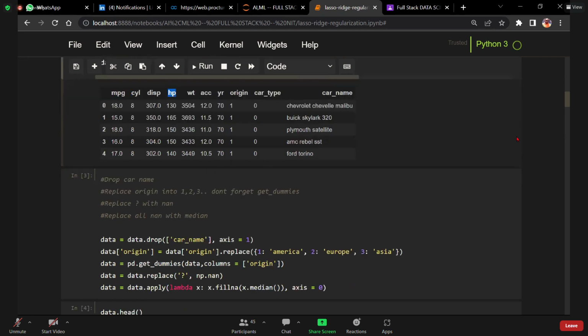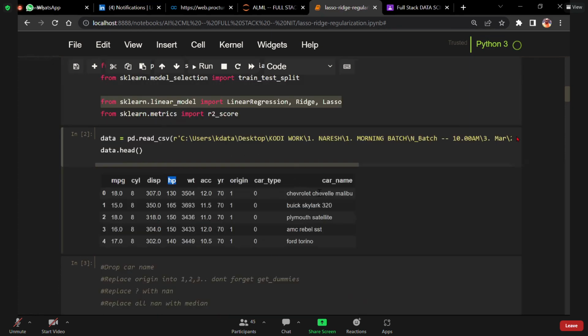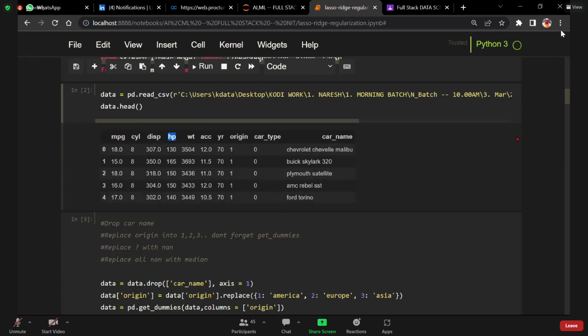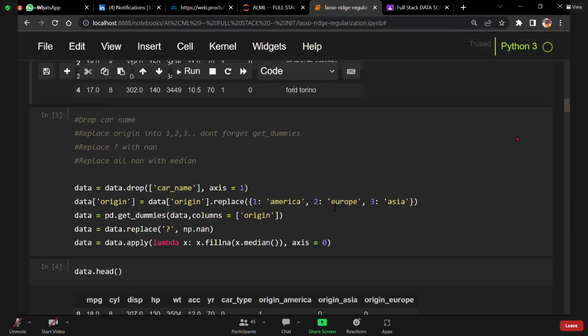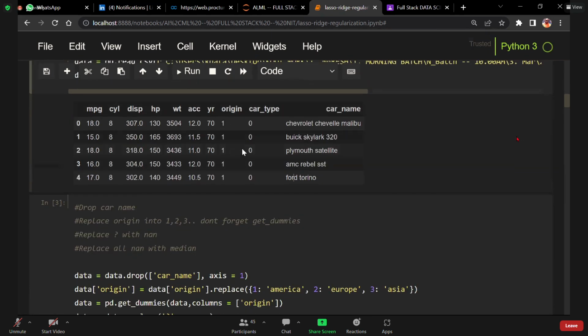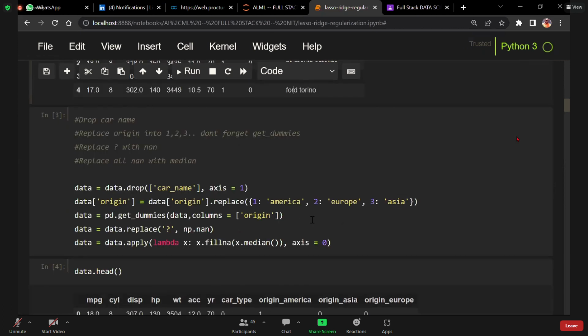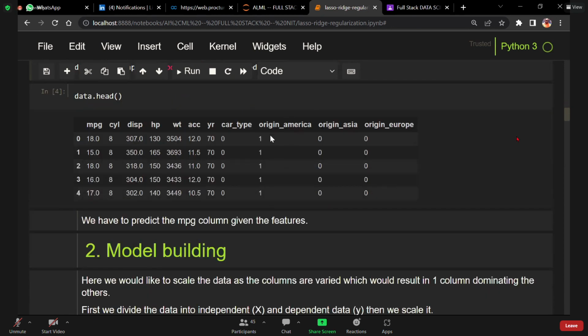So here, when we say origin 1, 2, 3, look at this. car.drop car name. We drop this car name, isn't it, guys? And the next one, origin replace 1 to America, 2 to Europe, 3 to Asia. So here in origin we have 1, 2, 3. 1 means which brand of cars, guys? American. 2 means European, and we call them German brand cars. And 3 means Asian brands like TVS, Tata and Mahindra and all those things. We have Indian brands, okay? And then we get dummies of origin. So when we do this, what happened? We create dummy variables, American, Asia, and all those things.